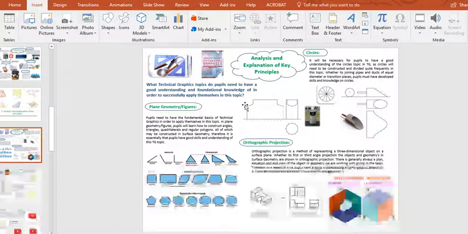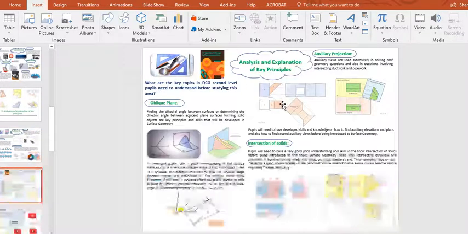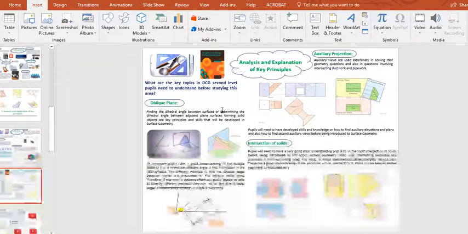So when I identified the TG subject, I then went into DCG. Which topics would pupils definitely need to know and have covered before beginning surface geometry? So the oblique plane. Finding the dihedral angle between surfaces, or determining the dihedral angle between adjacent plane surfaces forming objects, are key principles and skills that were developed in surface geometry. And obviously the dihedral angle is first introduced in the oblique plane topic, so therefore I feel pupils should have covered that before going into surface geometry.